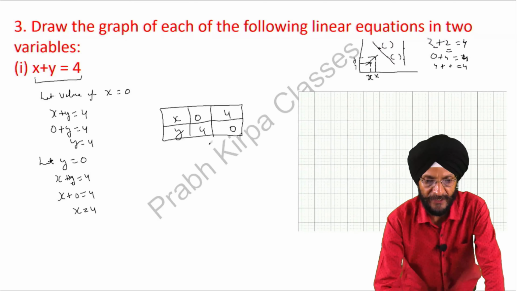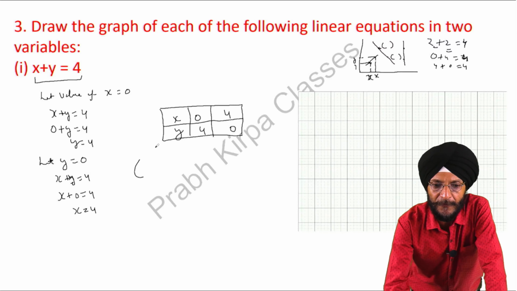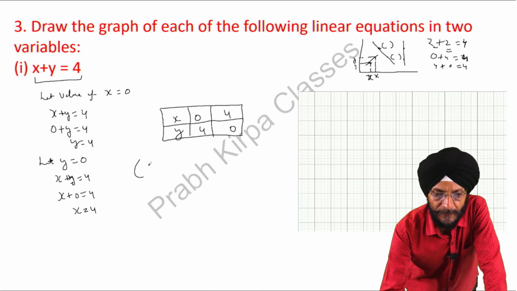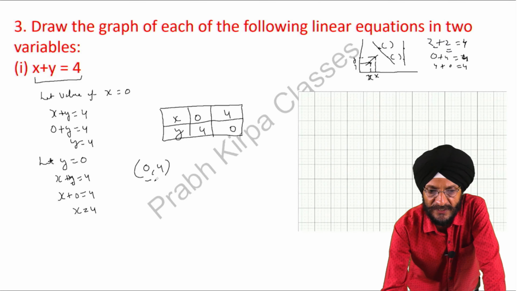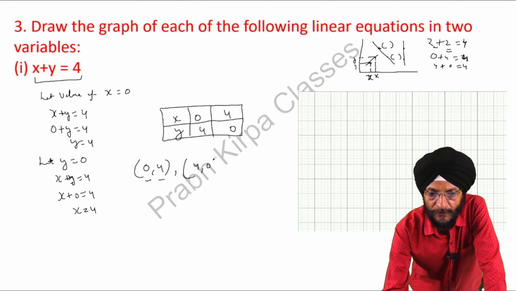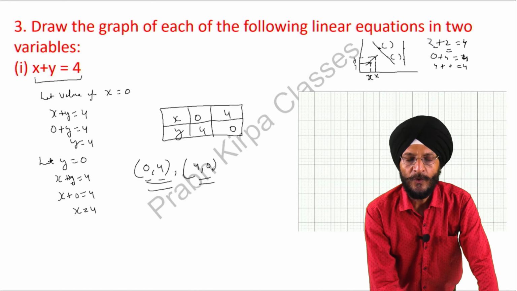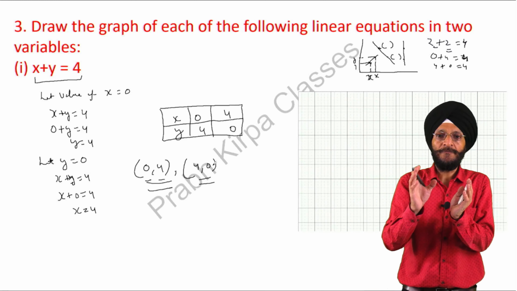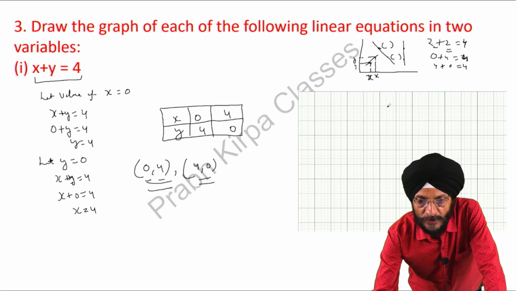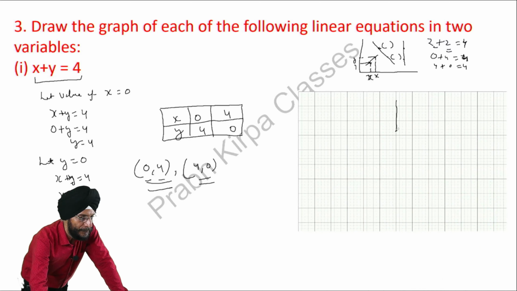Now we will draw the graph on the basis of the values of x and y which we have arrived at. The solutions which we have found are 0, 4, that is, the value of x is written first, the value of y after that. Here again the value of x will be written first, the value of y after that. On the basis of these two solutions for the values of x and y which have been found in two cases, we will be forming the graph.